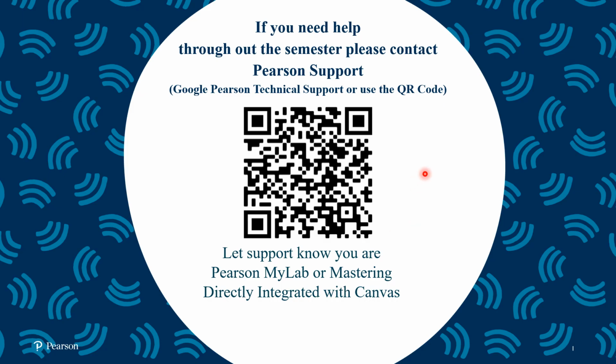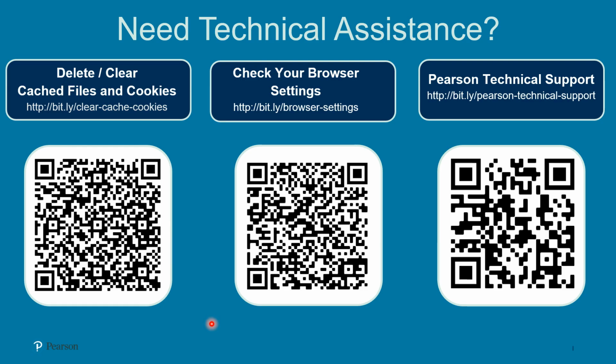Ongoing support for Pearson is available through the regular support line. You can Google Pearson Tech Support or scan this QR code. Just let the tech service person know that you're using Mastering directly integrated with Canvas when they ask. Most issues can be resolved easily just by clearing your cache or updating your browser settings, so be sure to do that. If you do have trouble, reach out to us during the first week of class or contact Pearson Technical Support. I know you'll have a great semester, but reach out if you have any questions.